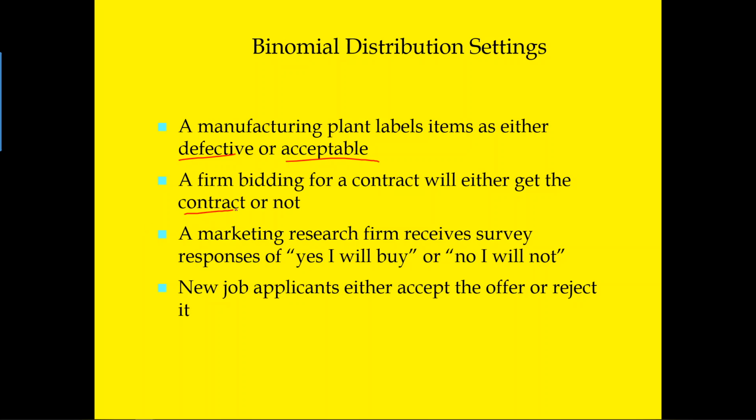Again, 2 possible outcomes, get or not get. And a marketing research firm receives survey responses, yes, I will buy, no, I will not. So 2 possible outcomes. And then new job applicants either accept or reject offers. So again, 2 possible outcomes, accept or reject. So these are examples to help you understand 2 possible outcomes.